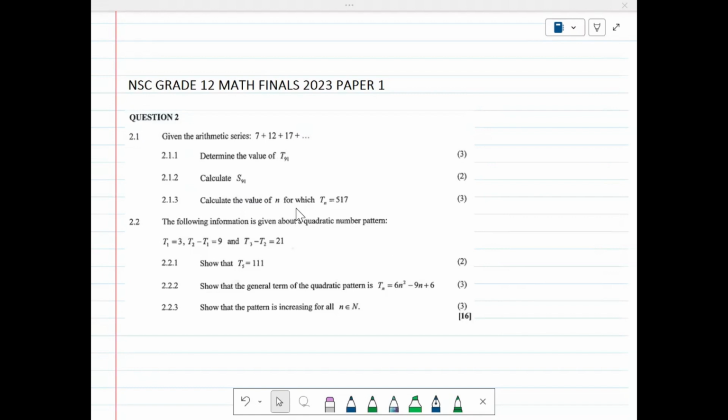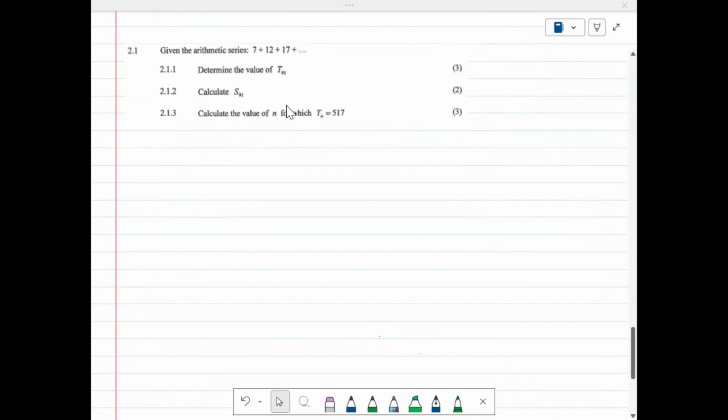Hi guys, let us have a look at this Question 2 of the NSC Grade 12 Maths Final Paper of 2023. So the first question we have over here is on this arithmetic sequence, we have to determine the value of T91. So given that it's an arithmetic sequence, we know that it follows the general formula Tn is equal to a plus (n minus 1) times d.